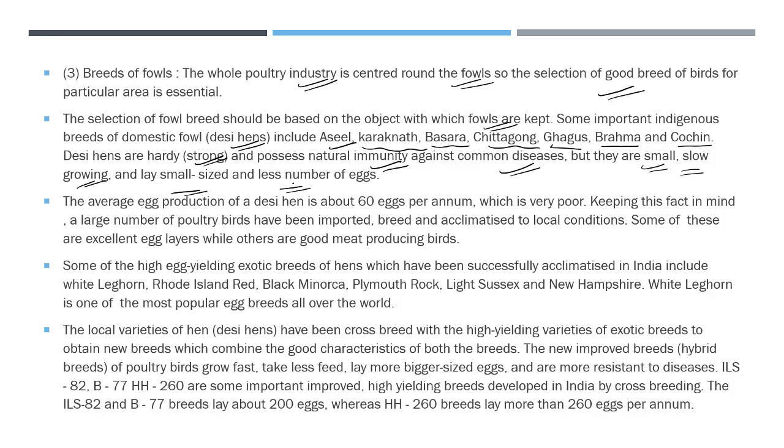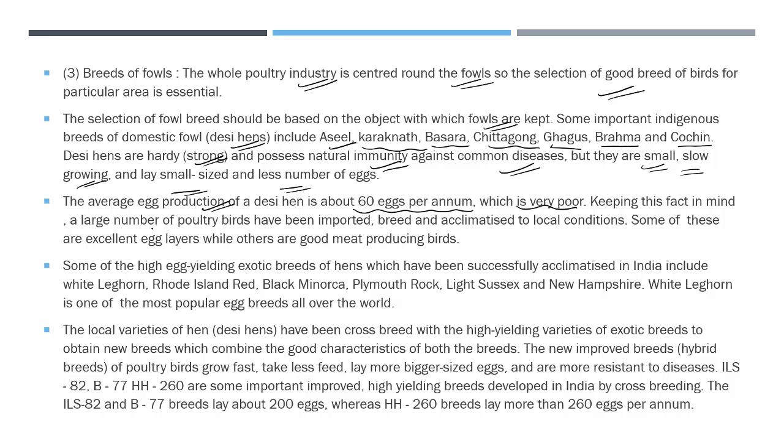So the selection of fowl breed should be based on the object with which fowls are kept. Some important indigenous breeds of domestic fowl, desi hens, include Asil, Karaknath, Bansara, Chittong, Ghas, Brahma, Cochin. Desi hens are strong and have highly developed natural immunity against common diseases, but their productivity is less. They are small, slow growing, and they lay small size and less number of eggs. The average egg production of desi hen is about 60 eggs per annum, which is very poor.